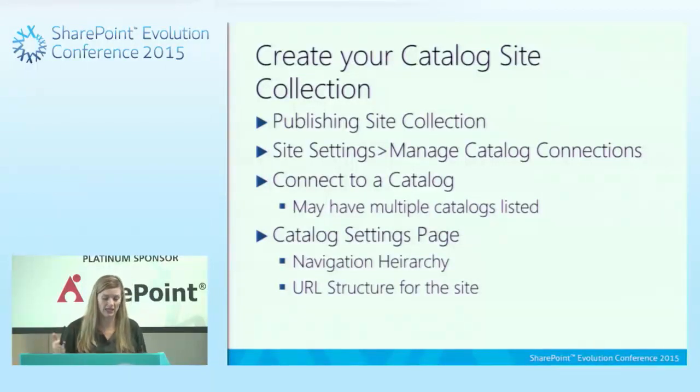So you can connect to a catalog. You may have multiples listed. You can select multiples there. When you connect to it, you get a settings page. So you can select what navigation hierarchy you want, if you want to be able to drill down or if you just want the top level. You can also refine even further that URL structure. You define it in the catalog itself, but you can refine it further if you need to.